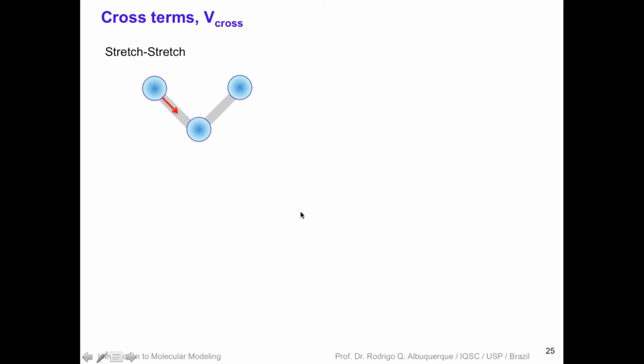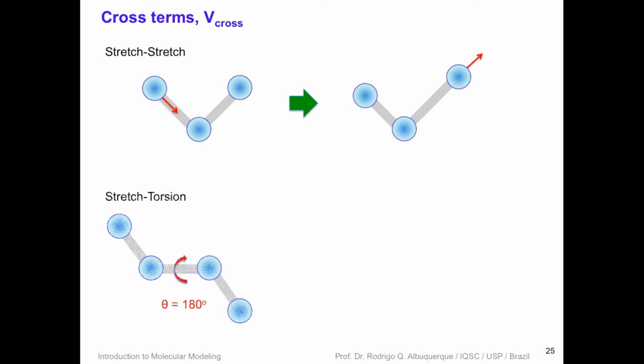The next cross term is the stretch-stretch. Let's suppose there is a bond stretching here on the side of the molecule. This atom would move towards the central atom, and there will be some repulsion between this atom and this atom here. So in order to minimize this repulsion, this atom would move away. So we see that both movements are coupled, as in real systems. There would be also an analytical expression, a potential term, to treat precisely this coupling between bond stretching.